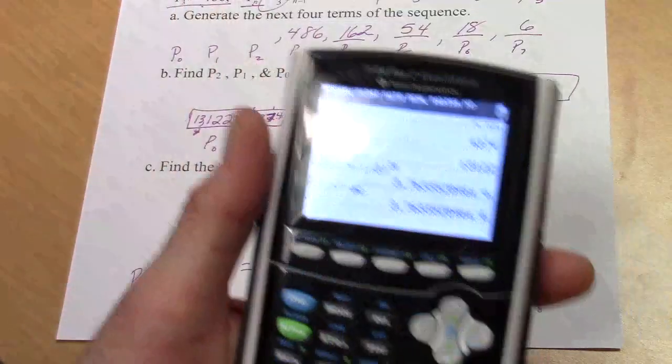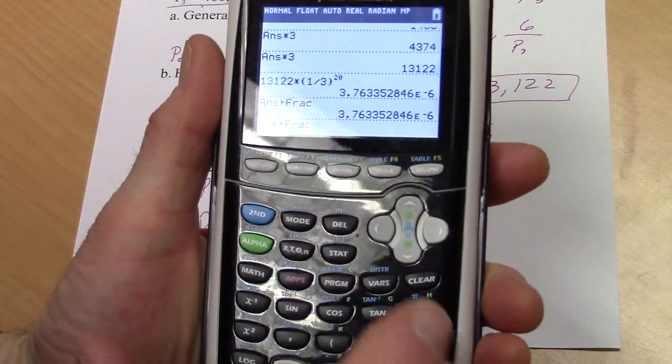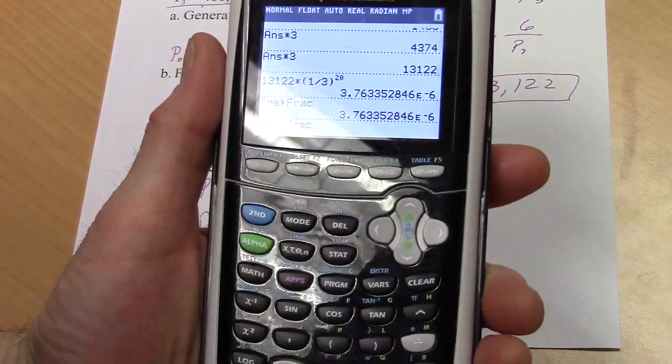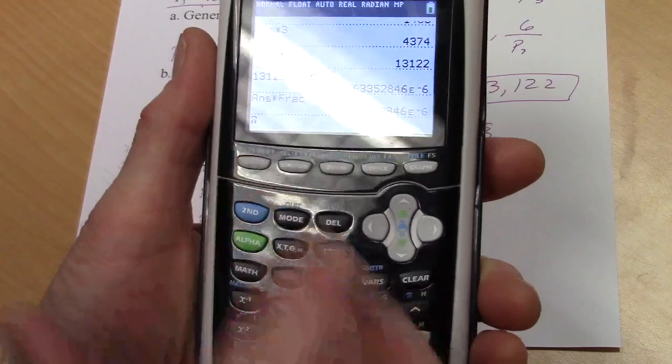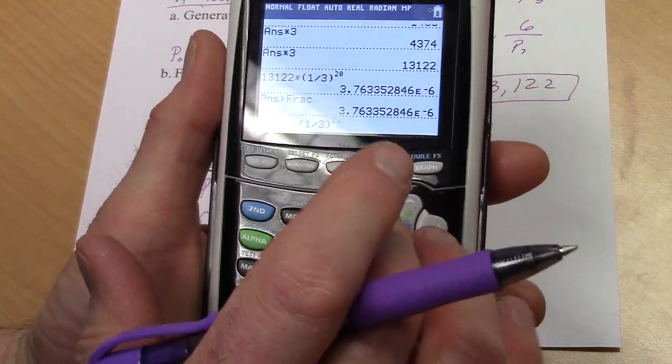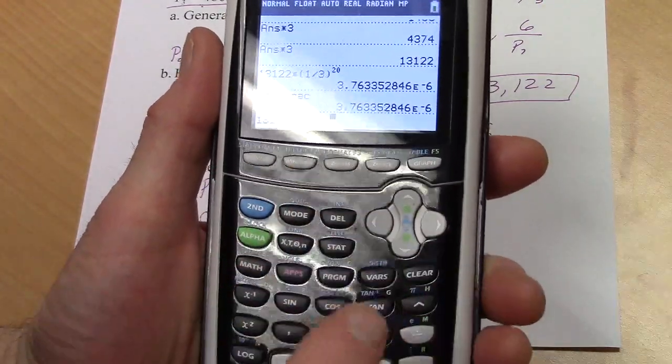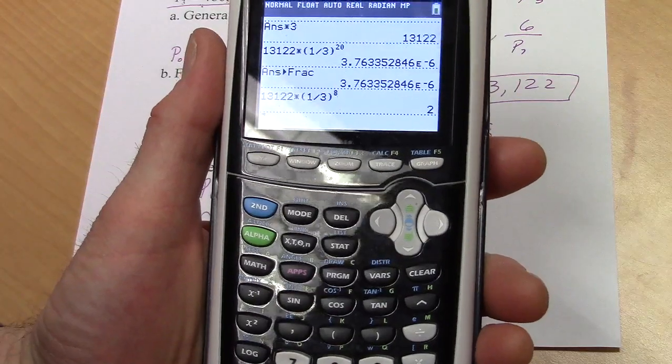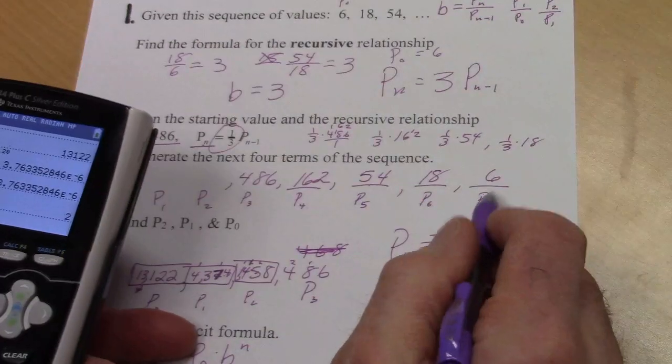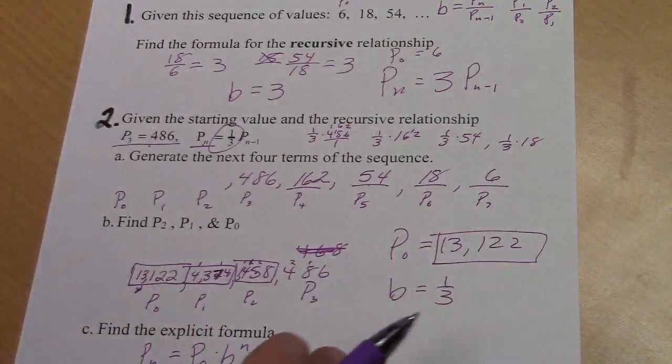If we did the 8th term, basically we can do that same problem and make that an 8 instead of a 20. And that should be a 2 there. Because we got the 7th term was 6, so we should multiply by 1/3 again.